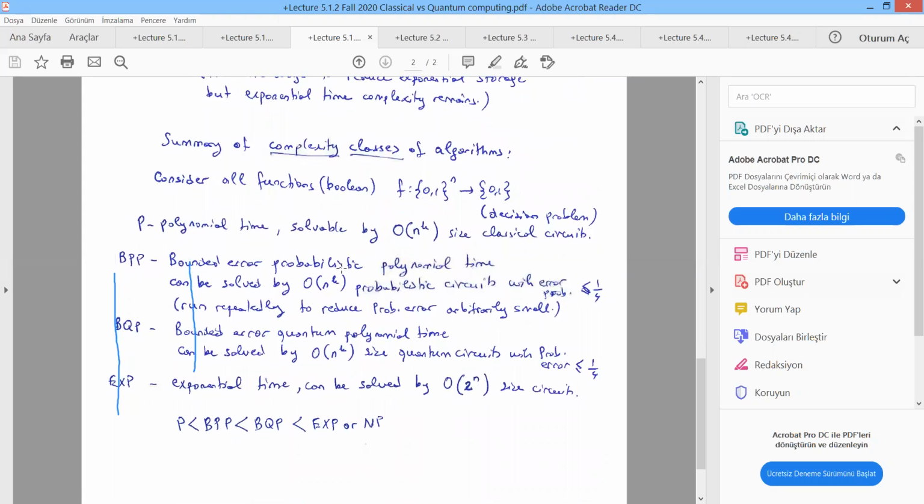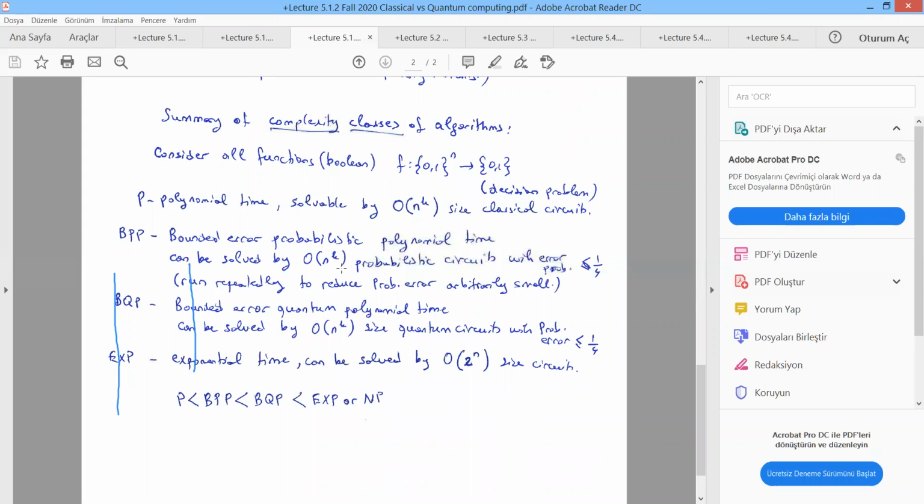Before I close the first part, I would like to mention the complexity classes of algorithms that we'll see in quantum and classical computation. There are many of them, but I'll just mention four of the ones that we'll consider.